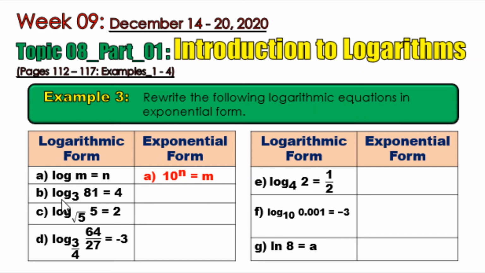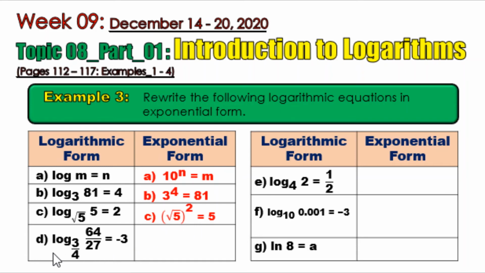Letter B, logarithm of 81 to the base 3 is equal to 4. For its exponential form, what do you think? We have our base 3, the exponent is 4, and the answer is 81. So 3 raised to 4 is equal to 81. Letter C, logarithm of 5 to the base square root of 5 is equal to 2. Therefore, the exponential form of this is the square root of 5, squared, is equal to 5.